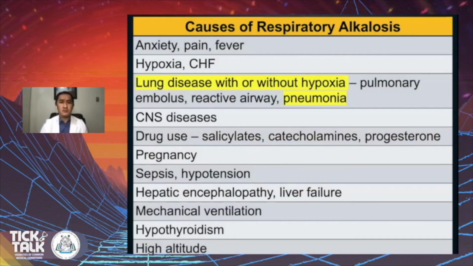And what are the possible causes of respiratory alkalosis? Here are the following: anxiety, pain or fever, hypoxia, lung diseases with or without hypoxia like pneumonia, CNS diseases, drug use, pregnancy, sepsis, hypotension, hepatic encephalopathy, mechanical ventilation, hypothyroidism, and high altitude.